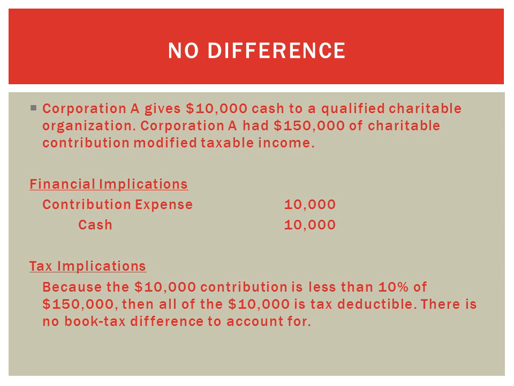For financial reporting purposes, we'll have a debit to the contribution expense of $10,000 and a credit to cash for $10,000. For tax purposes, because the $10,000 contribution is less than 10% of $150,000, all of the $10,000 is tax deductible. There is no book-to-tax difference to account for.